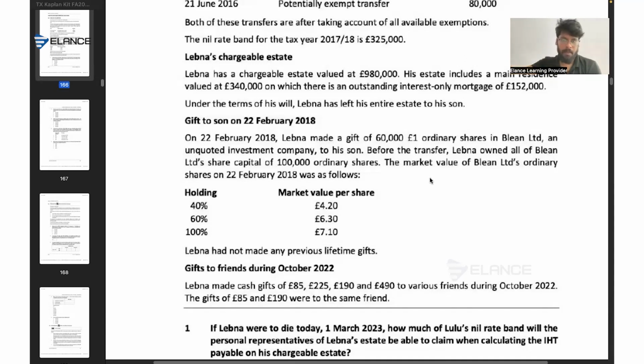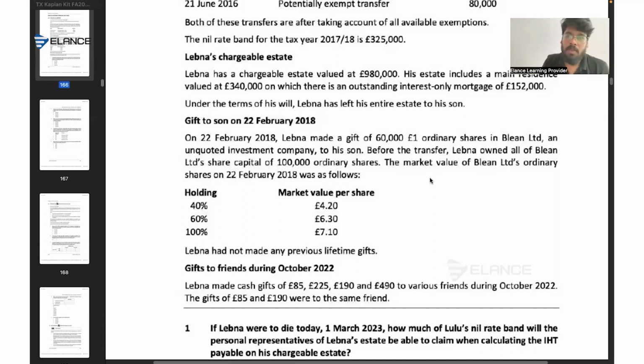And the living partner can only use that transferred nil rate band on the death estate. For lifetime transfers, they cannot use the transferred nil rate band. That is the criteria for nil rate band transfer. On the death of the first partner, any unused nil rate bands can transfer to the living partner, and the living partner cannot use that transferred nil rate band in lifetime transfers. They can only use it on the death estate.